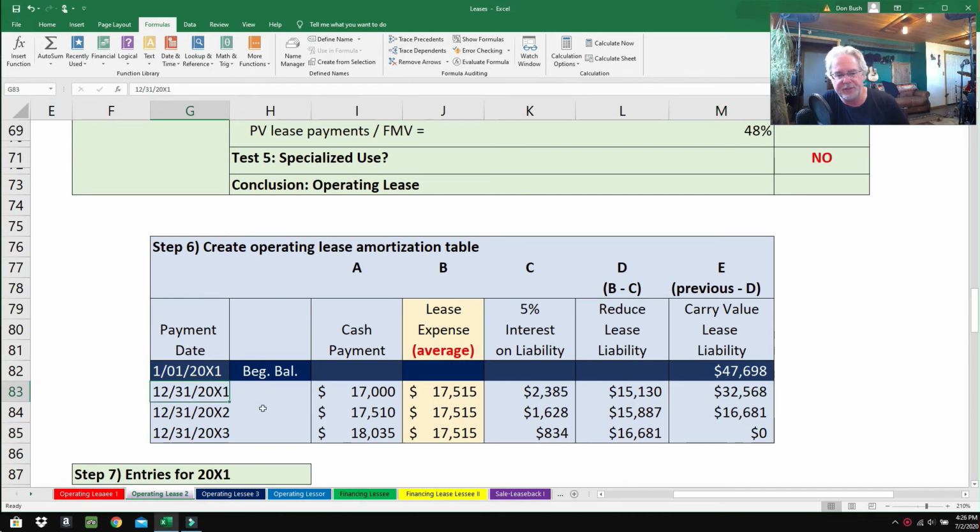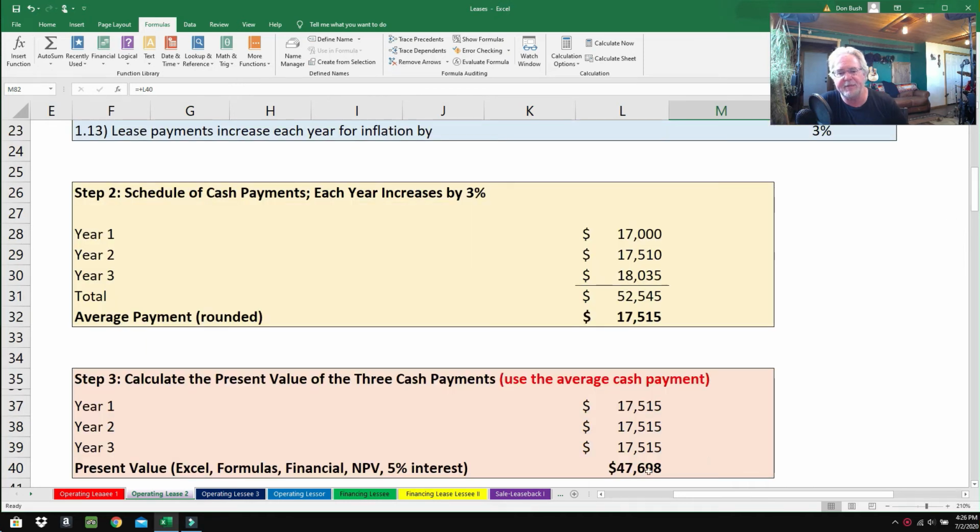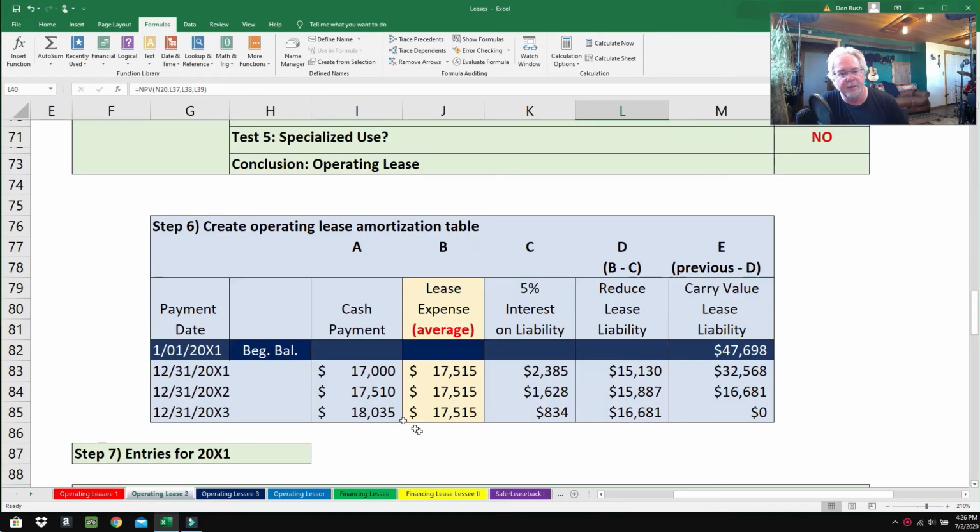So here's how it all starts out, folks. It starts here on January 1st, 2001. The beginning balance of this lease liability is $47,698. Now, how did I know that? Well, that's the present value of the lease payments. We found it right here, step number 3, present value, $47,698.